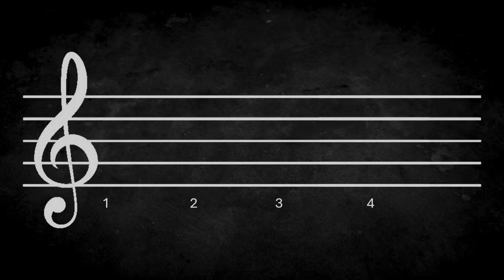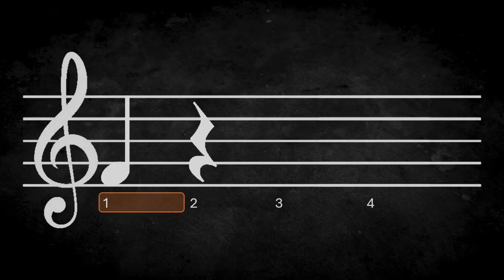Now, let's try it with rest. Initially, we have a quarter note, which represents 1 beat of sound, followed by a quarter rest, indicating 1 beat of silence. This pattern signifies 1 count of sound followed by 1 count of silence.